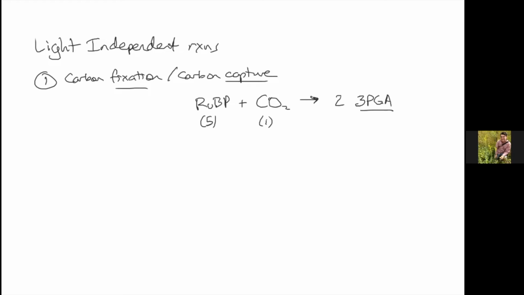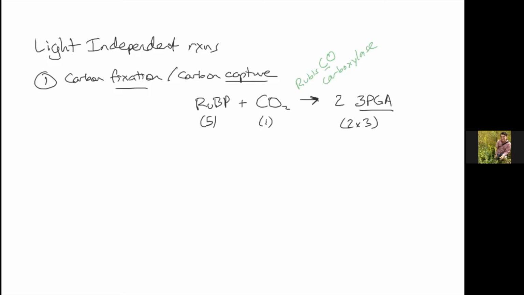So this is an organic molecule. It's got 3 carbons each. So 2 of those, 3 carbons each, gives you a total of 6 carbons. So that matches up, right? Now, in order to get this reaction to proceed, we need an enzyme. This is the enzyme Rubisco. The C in Rubisco stands for carboxylase. That means it's an enzyme that can fix carbon dioxide, basically. Now, that's the first step. It's just the carbon capture.